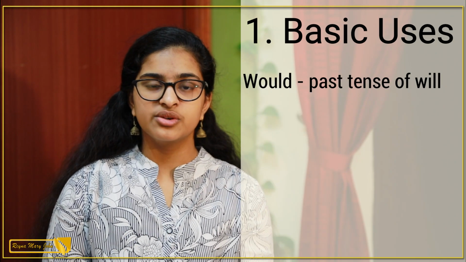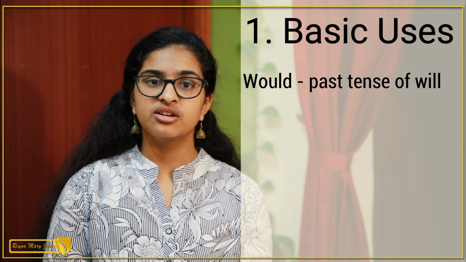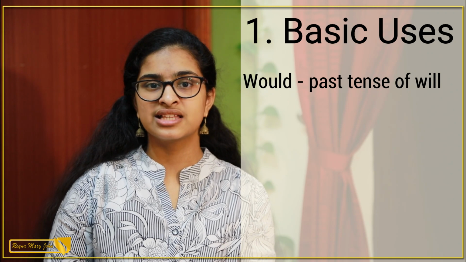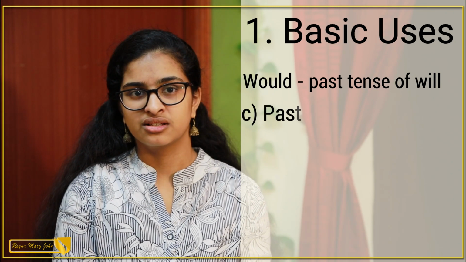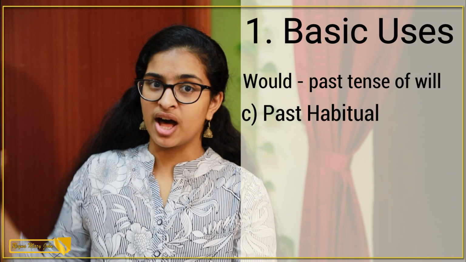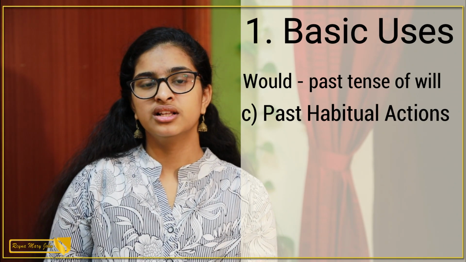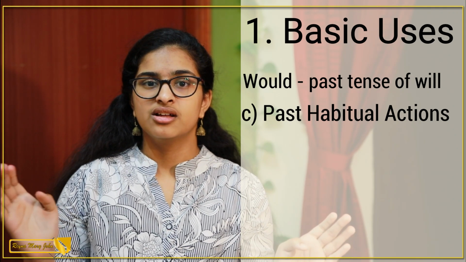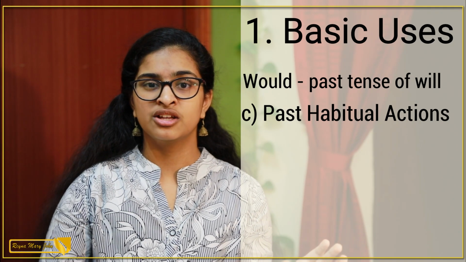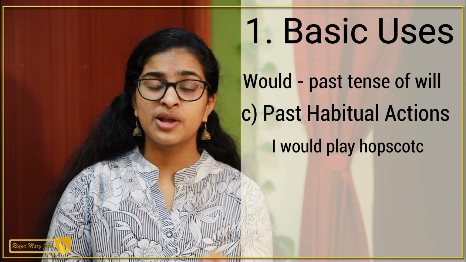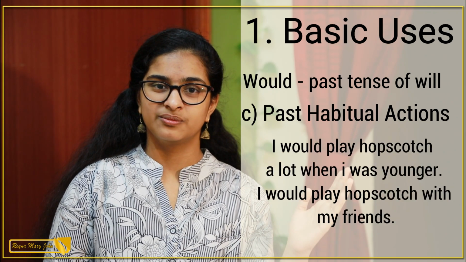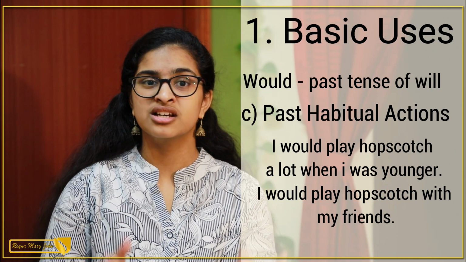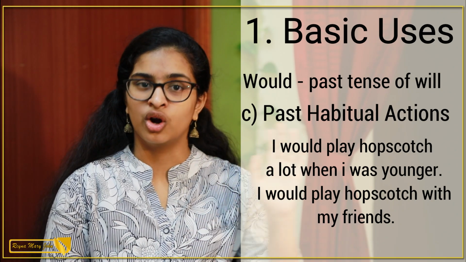Now, another use of would is when you're referring to things that happened in the past very frequently. Actions like this are known as past habitual actions. Actions that were habitual in the past. For example, imagine that you used to play hopscotch a lot when you were younger. So at a later date, you may tell someone, I would play hopscotch a lot when I was younger, or I would play hopscotch with my friends. Here we are referring to the fact that you used to play hopscotch with your friends a lot when you were much younger.